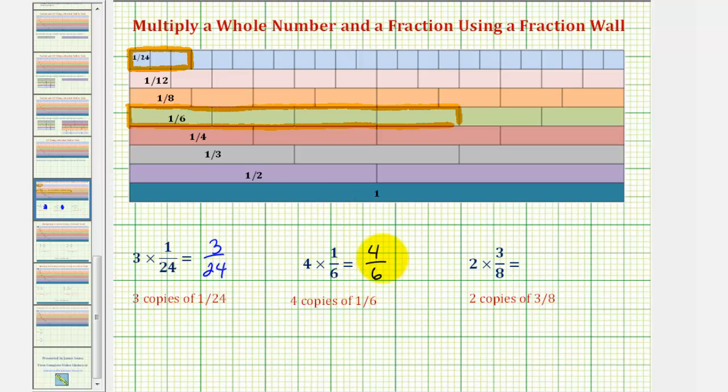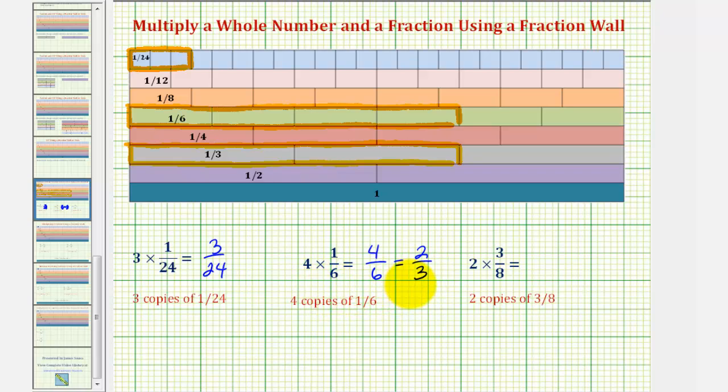But notice how we could also express this length using different rods. Looking at the 1/3 rods, notice how 2 1/3 rods would have the same length as 4 1/6 rods, which means 2/3 is equivalent to 4/6, so we could also express this product as 2/3.